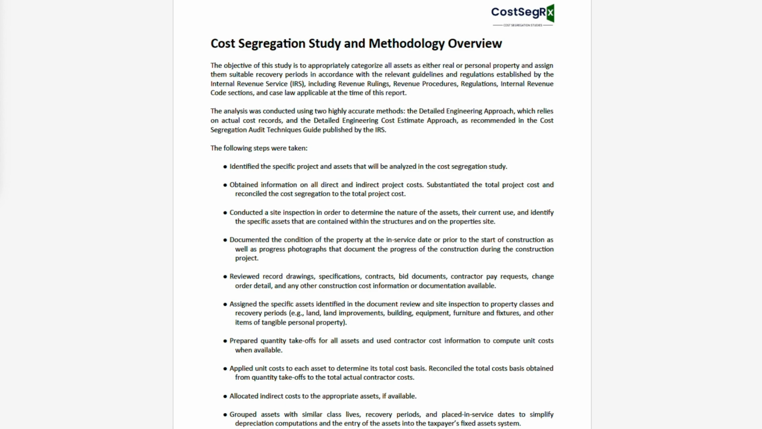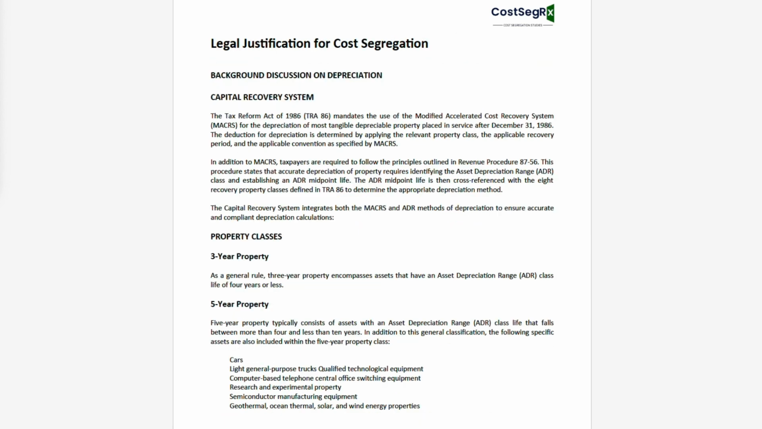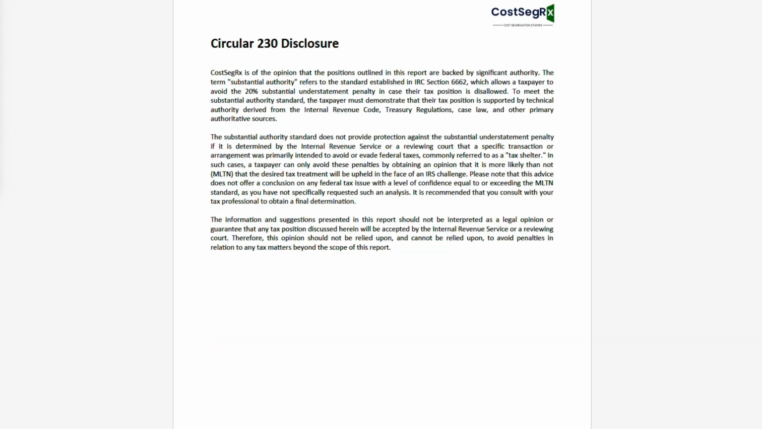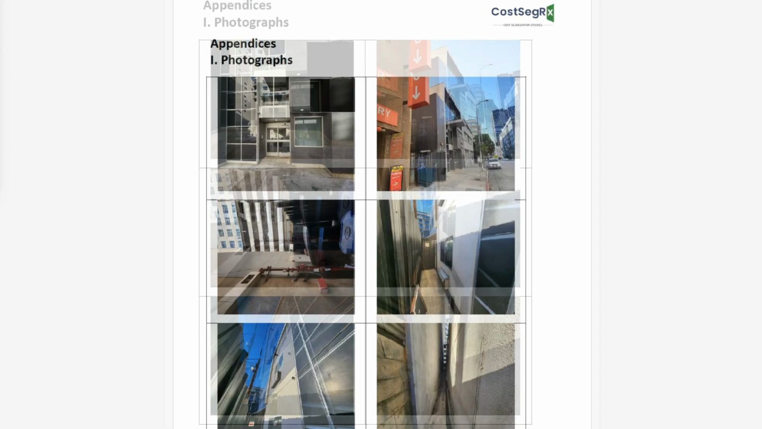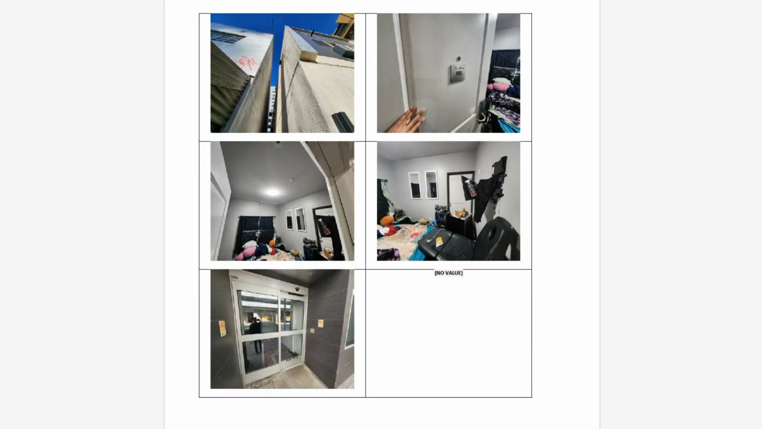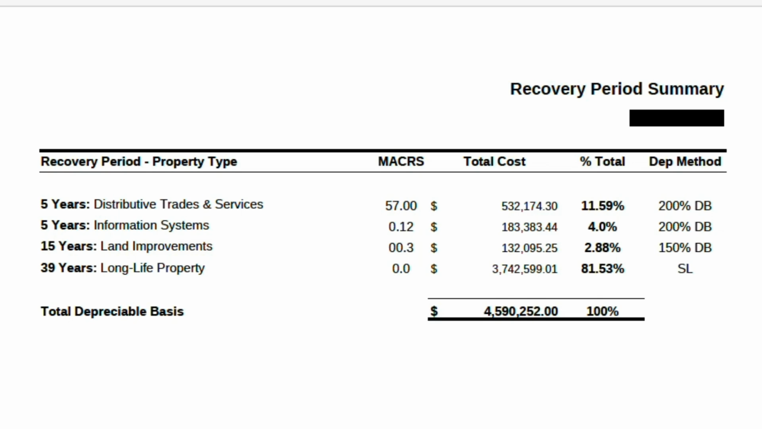We'll talk about the cost segregation study and the methodology that we used. We'll go on to cover the legal justifications surrounding cost segregation. We'll state general assumptions and limiting conditions, a Circular 230 disclosure, the photographs that we used for the cost segregation study, and then we'll have the schedules.